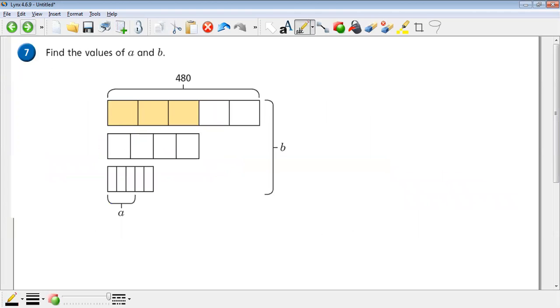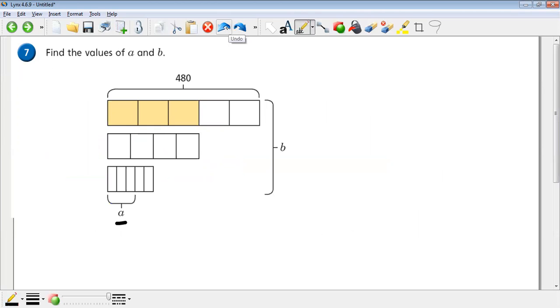All right, question 7. A couple of us found this quite tricky. You came on the Zoom this morning, so thank you. Just going to run through how we do this. So find the values of A and B. So we've got A down the bottom here and B at the side.